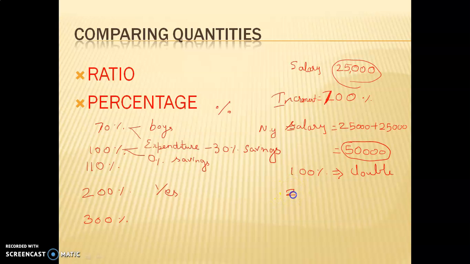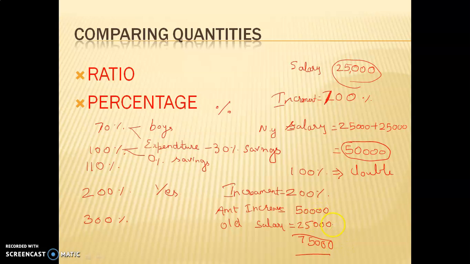Okay. If I talk about 200% as increment, what will be his increment? 100% is 25,000. So 200% means how much amount will be increased now? 50,000. Along with 50,000, his old salary is 25,000. So totally how much will he get? If he gets an increment of 200%, he will get 75,000.